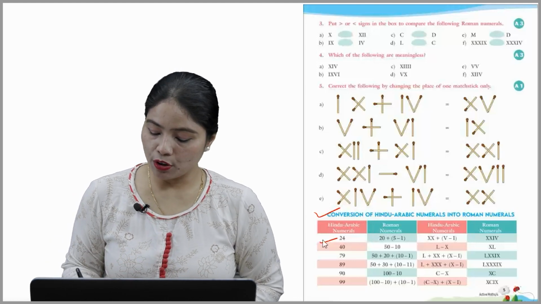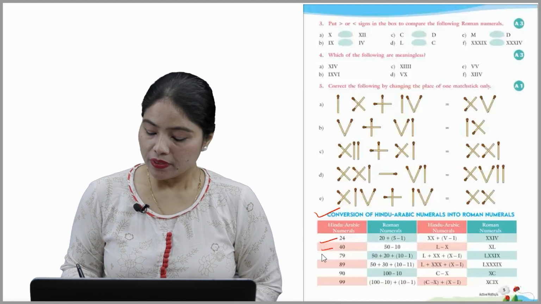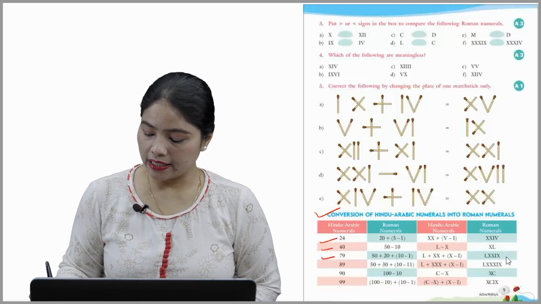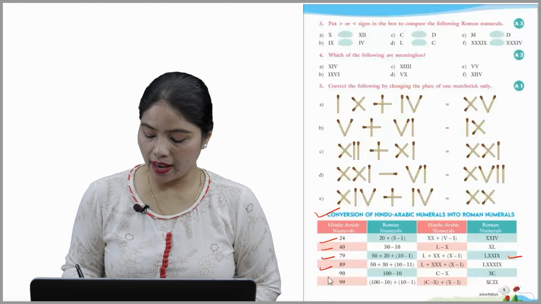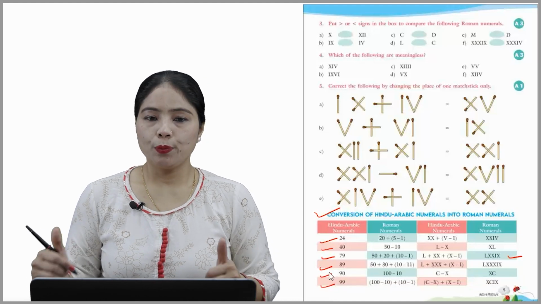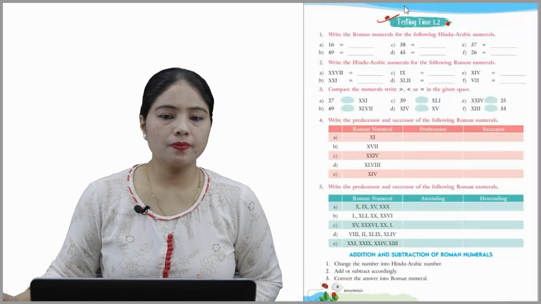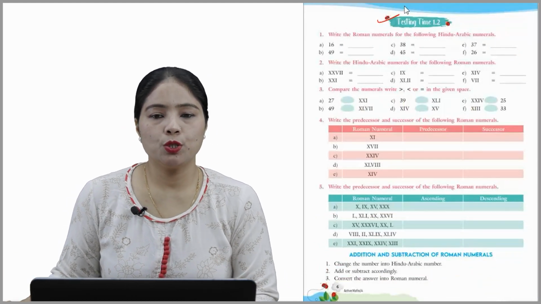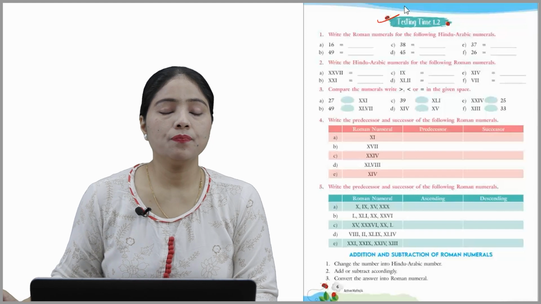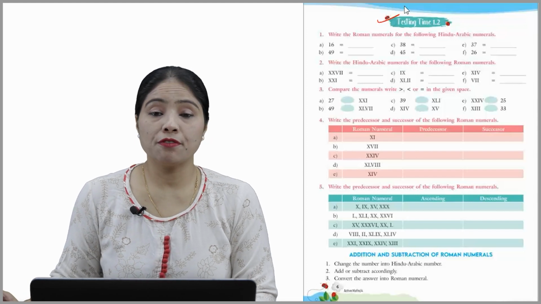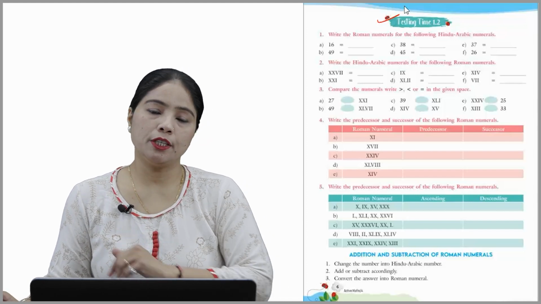Similarly, how to write 40? Just read and practice well. This is 79. Write it like that. 89, 90 and 99. Hope you understood well beta. So now move on. Next one. This is texting time 1.2. Here it is given: write the Roman numerals for the following Hindu Arabic numerals.